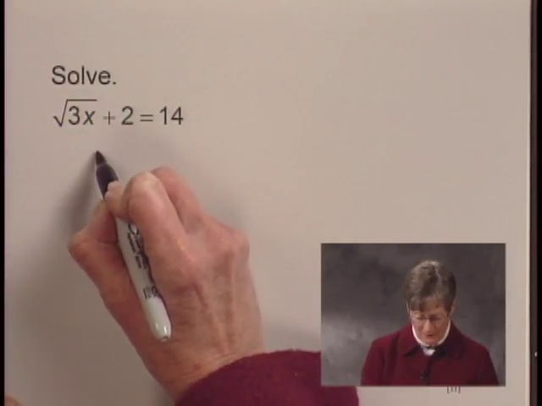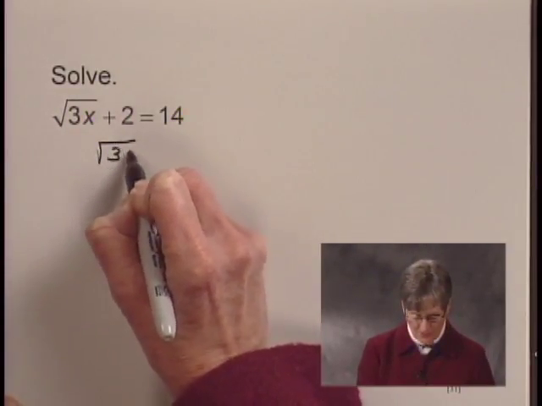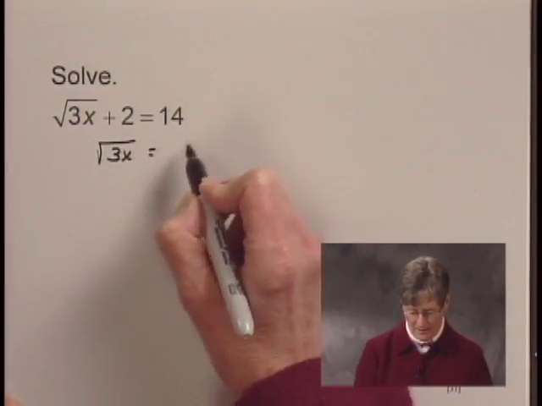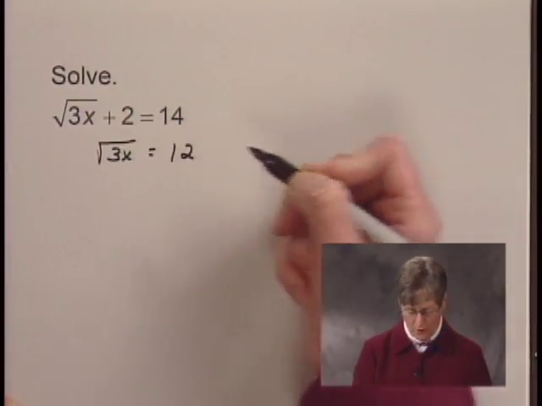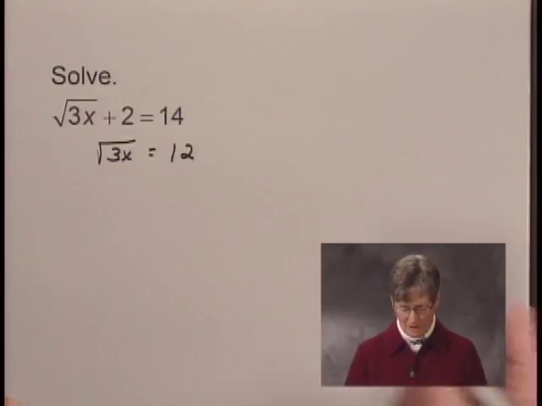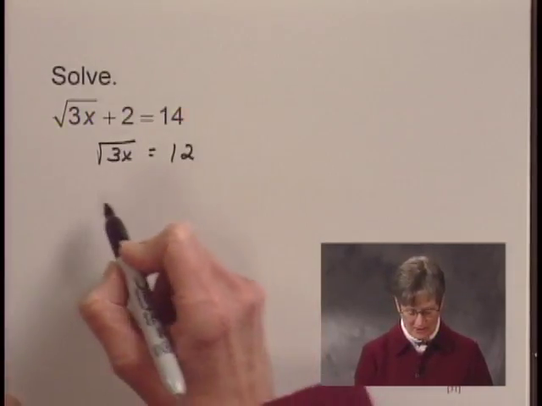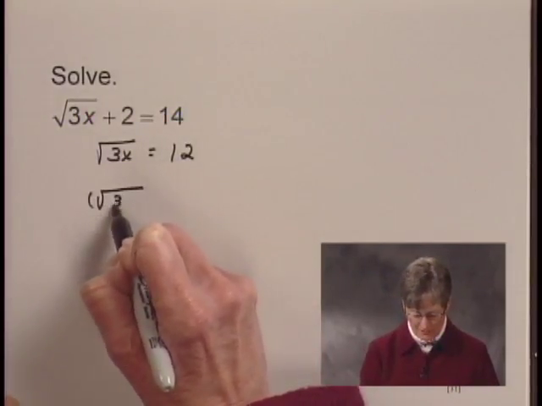When I do that, on the left-hand side, I have the square root of 3x, and on the right-hand side, I have 14 minus 2, or 12. Now we can use the principle of squaring and square both sides of the equation.